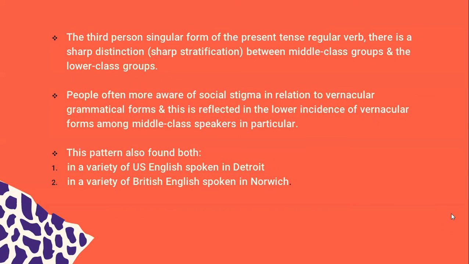So for the third person singular form of the present tense regular verb, there is a sharp distinction, a sharp stratification between middle class groups and the lower class group. We can clearly see that. People are often more aware of social stigma in relation to vernacular grammatical forms, and this is reflected in the lower incidence of vernacular forms among middle class speakers in particular. This pattern is also found both in a variety of US English spoken in Detroit and in a variety of British English spoken in Norwich.